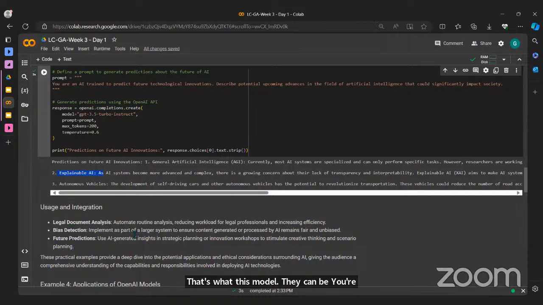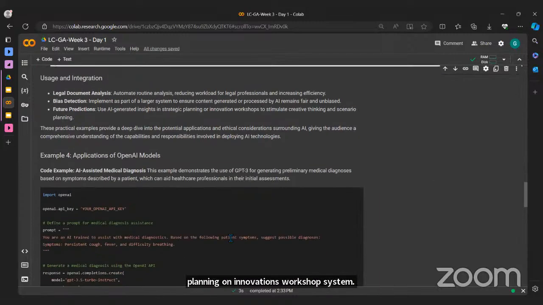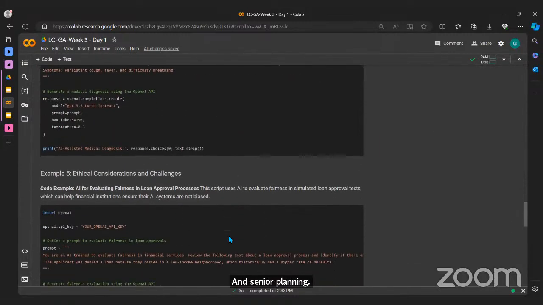They have the future predictions. So use AI generated insight in strategic planning or innovation workshops to stimulate creative thinking and scenario planning. So what I have here is just more examples, the same stuff.